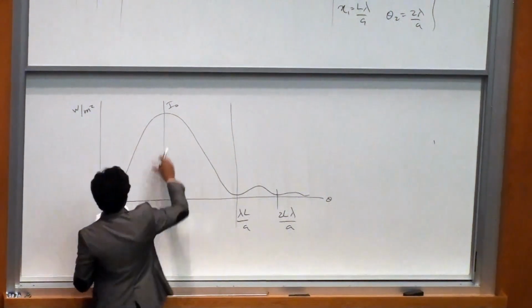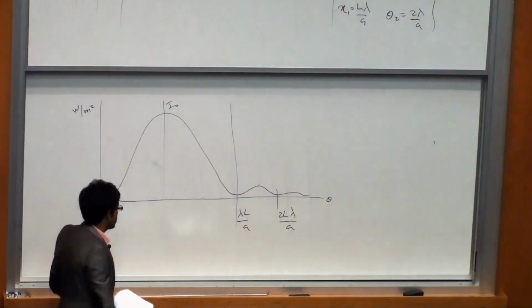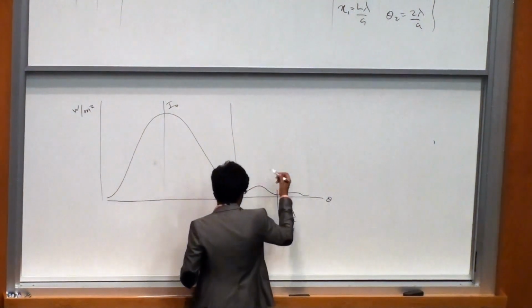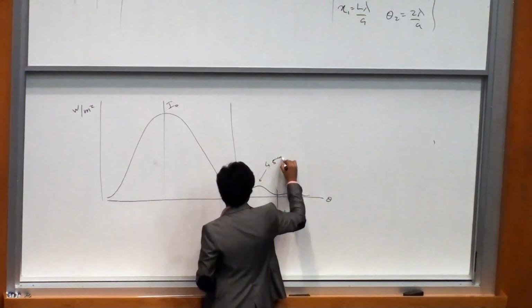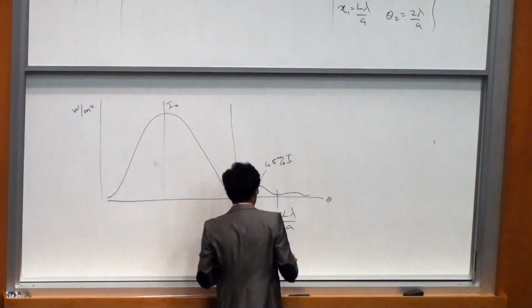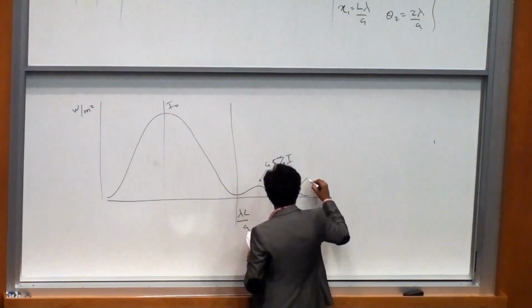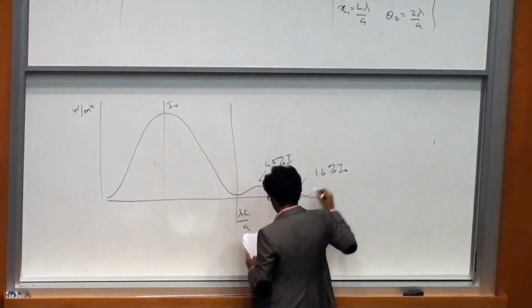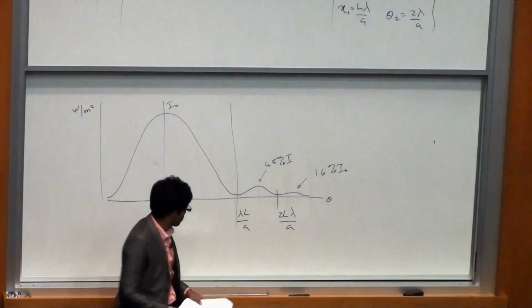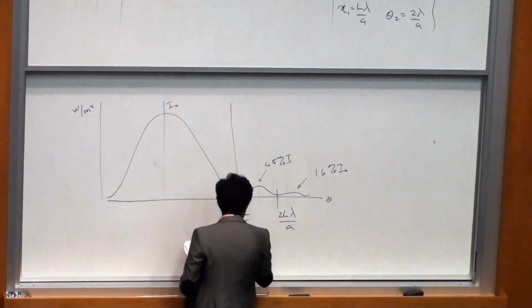So over here, I have my maximum intensity, I'll call that I naught. My second order maximum, or however you want to look at it, is going to be 4.5% of I naught. The next maximum is going to be 1.6% of I naught. And right here, this pattern that you see is called the diffraction pattern.